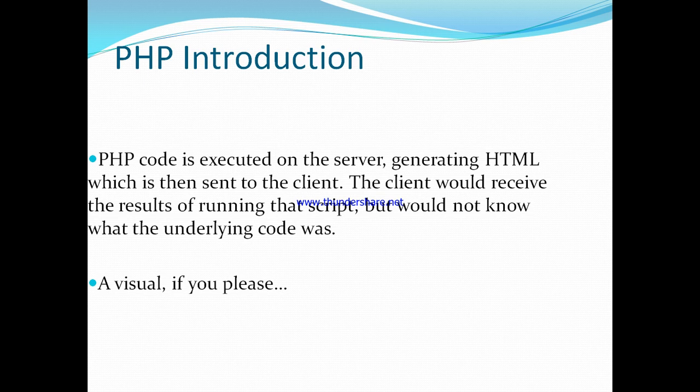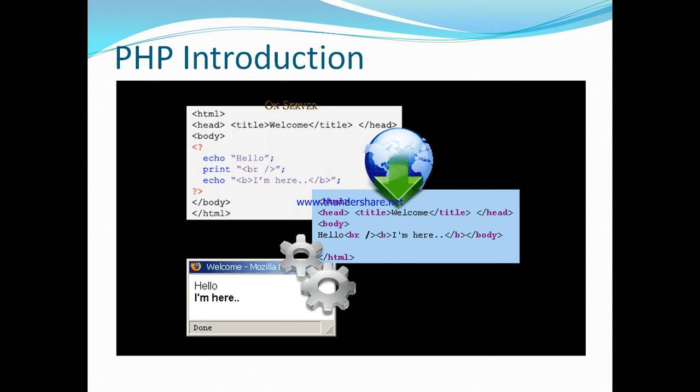PHP code is executed on the server, generating HTML, which is sent to the client. The client would receive the result of running that script, but would not know what the underlying code was. This is the visual. In the background, the PHP code is run, and the client will only see hello, I'm here. The client will not be able to see the background process. It just sees the output, that is hello and I'm here.